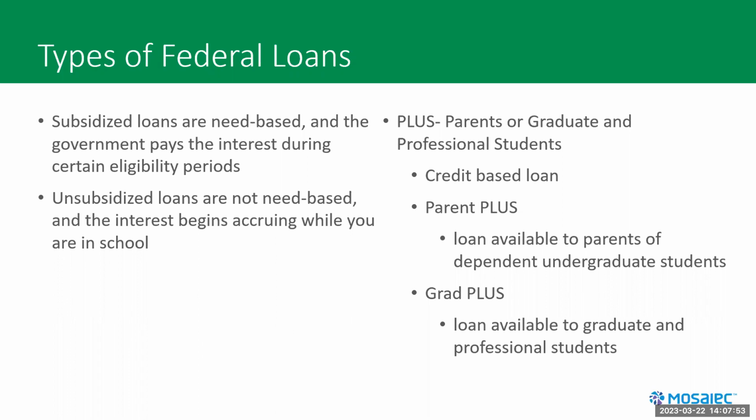Now, there is also the PLUS loan. The PLUS loan is available to parents or graduate and professional students. The difference with the PLUS loan is that it is a credit-based loan. They will check your credit and you have to be credit worthy in order to take out that loan, whereas subsidized and unsubsidized loans are not credit-based. The Parent PLUS loan is available to parents of dependent undergraduate students. So if you filled out the FAFSA with your parental information on it, then the Parent PLUS loan may be an option for you. Or a Graduate PLUS loan would be available to students that are graduate and professional students. So where you stand determines what types of loans would be available to you.